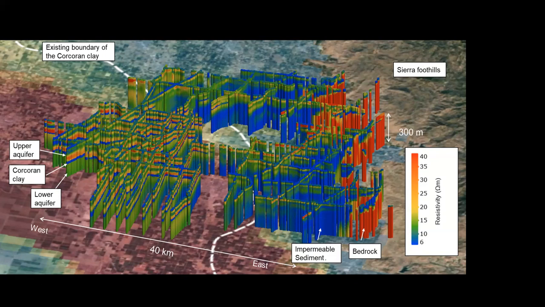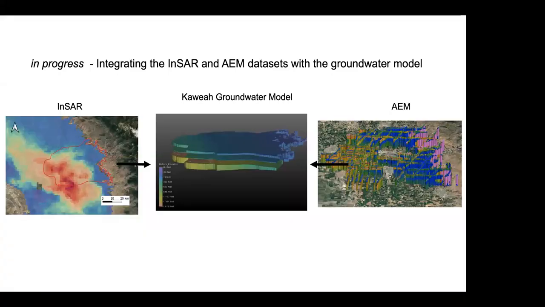So this is just, I was thrilled, 40 kilometers across. And here's the subsidence. Underlying it is the edge of the subsidence bowl. And here's what the groundwater managers thought was the extent of the Corcoran clay. And we have dramatically improved for them the estimation of the extent of the clay. So in progress, what we're working on is integrating the InSAR and the airborne EM data sets into the groundwater model so that we can truly use these two data sets together to understand processes controlling what we're seeing in terms of groundwater flow and head levels, changing water levels in the Kauai area.